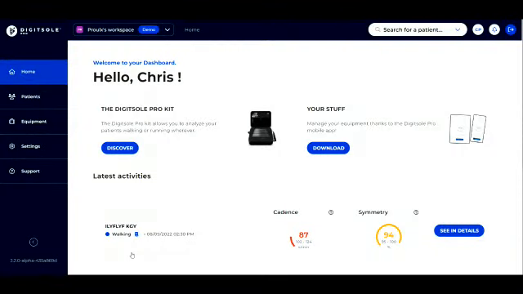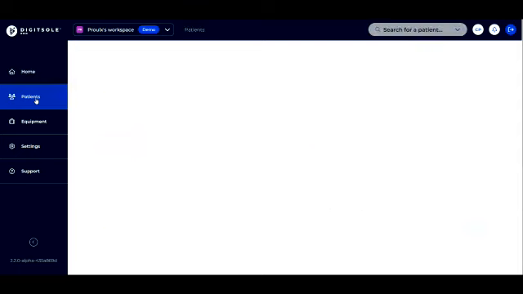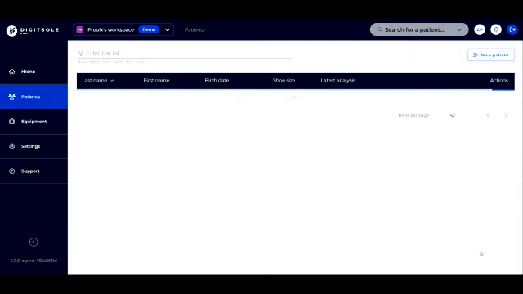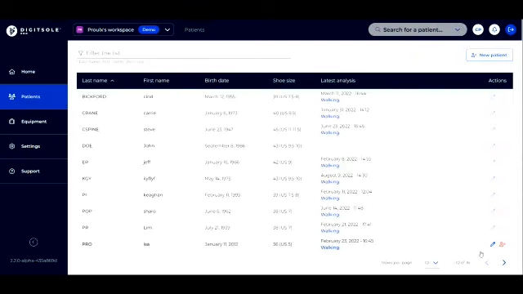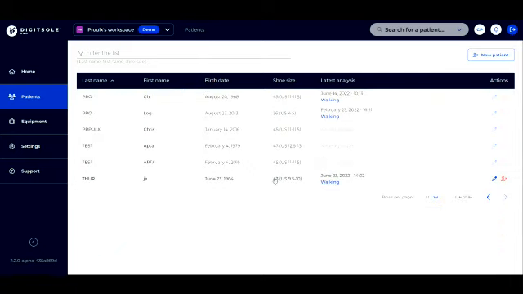Let's look at a running analysis. So you've completed the acquisition successfully, and you're going to be able to open this up on your mobile device or on the computer. From my landing page, I click on Patients, and you're going to find the patient that you're interested in reviewing. So let's pick this one.